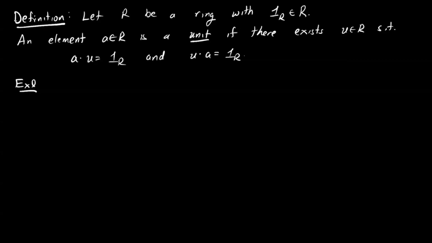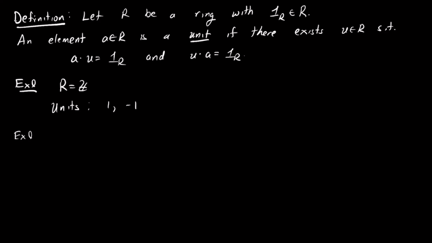What about some easier rings? Well, let's look at the ring Z, the ring of integers. The only integers I can multiply by another integer to produce 1 are 1 and negative 1. So those are the only units. If I look at an integer like 2, I can't multiply 2 by another integer to produce 1. So 2 would not be a unit inside of Z. Okay, so the only units inside of Z are 1 and negative 1.